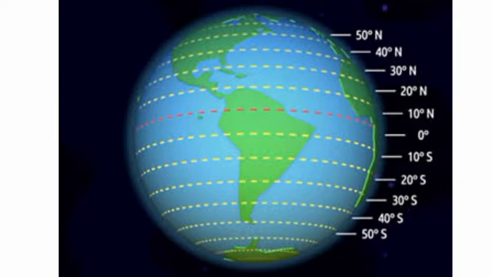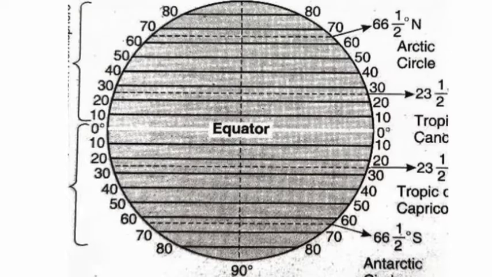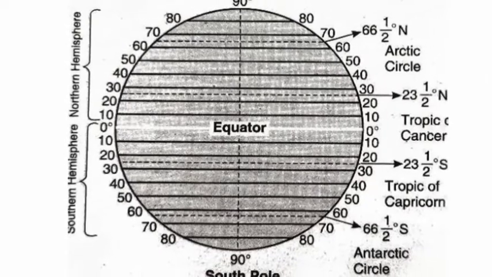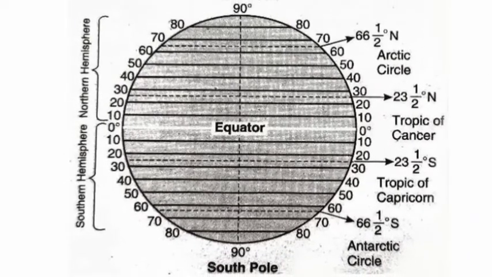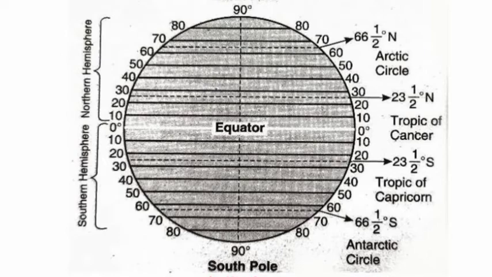The equator is the only line of latitude that is a great circle. All the other lines of latitude are small circles. Everything north of the equator is known as the northern hemisphere, and everything south of the equator is known as the southern hemisphere. Next are the important lines of latitude.